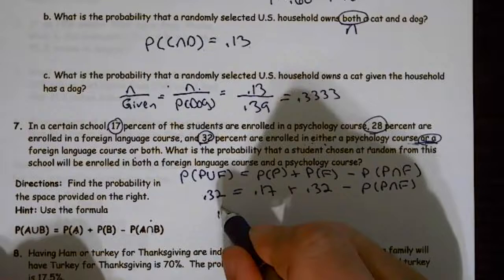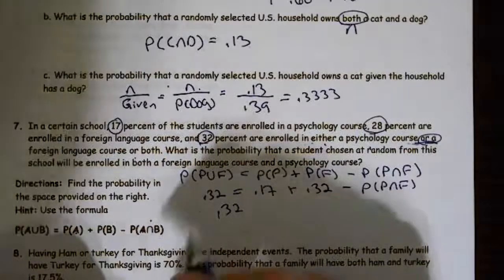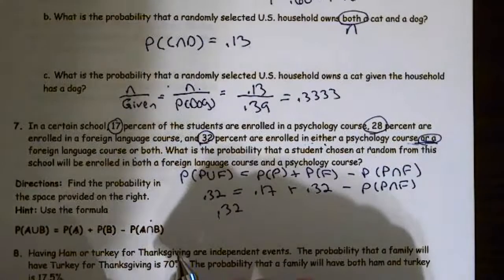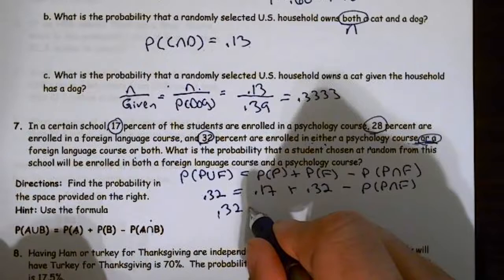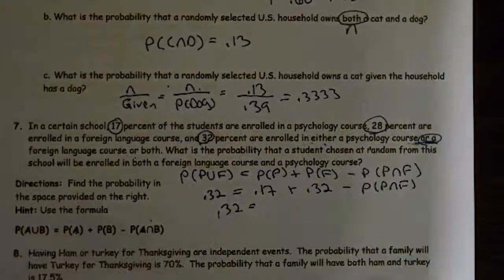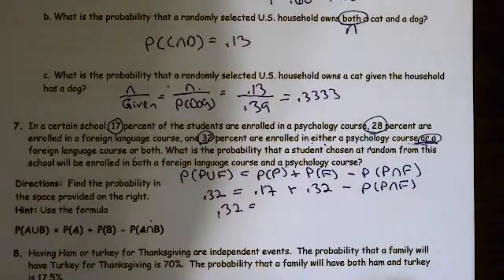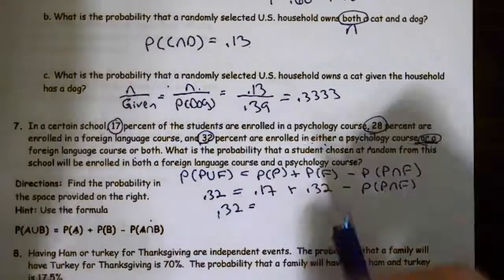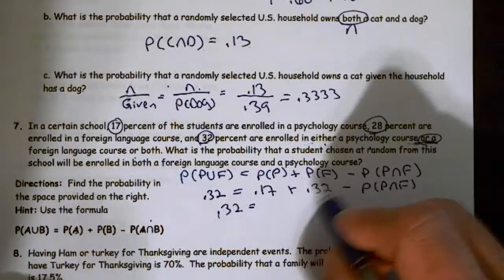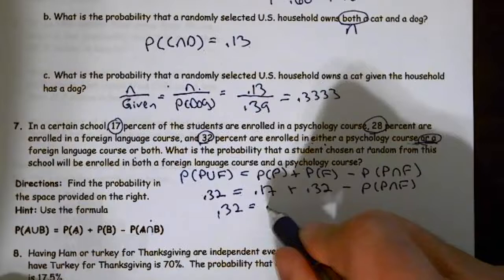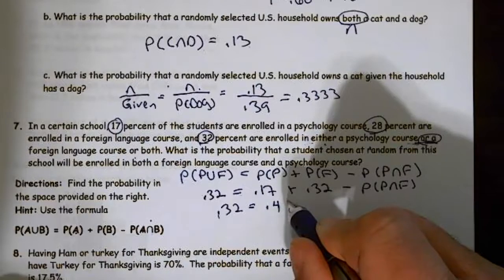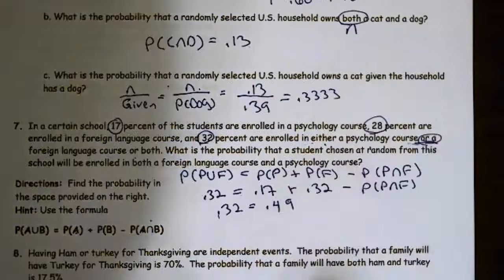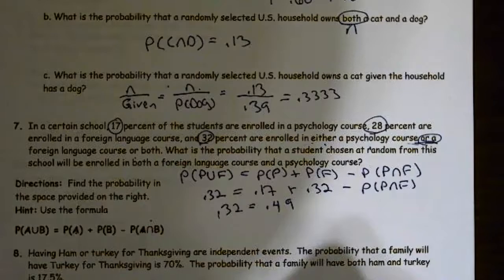So 0.32 equals, did I write something down wrong? And 32% are here. So this is equal to 0.49. Apparently I have this wrong on my key, it looks like.